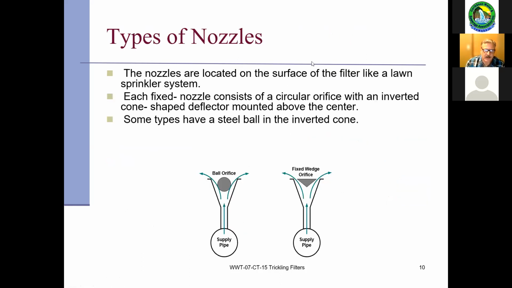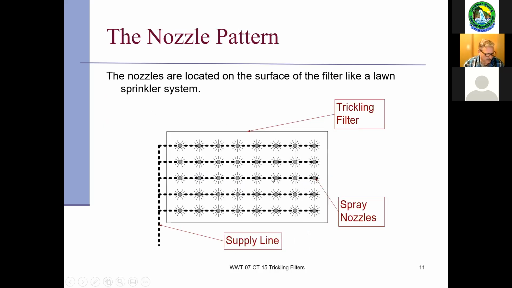So some of the nozzles on the surface, a good way to think of it is like a lawn sprinkler, right? So the water flows through, pushes this ball or this fixed wedge out of the way and allows for the wastewater to flow where it needs to go. When the flows stop, then these orifices will drop down and close off that line so you don't have anything flowing backwards. This would be an example of a fixed nozzle system throughout the tank.